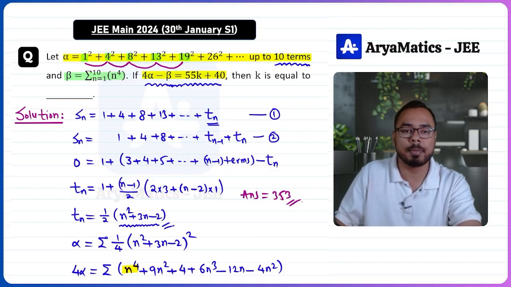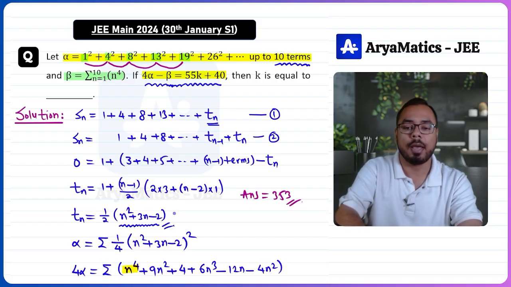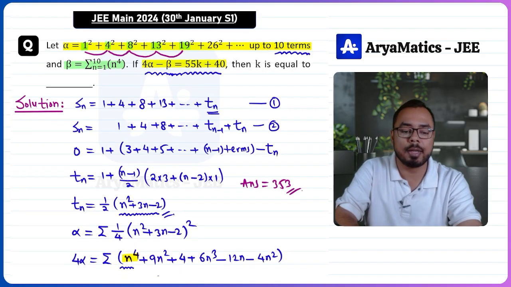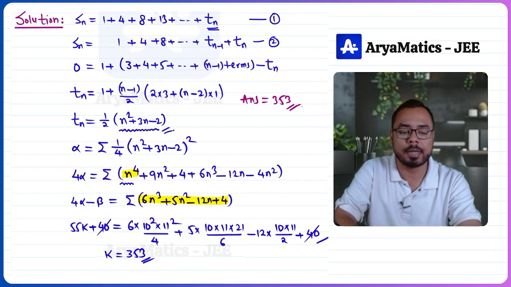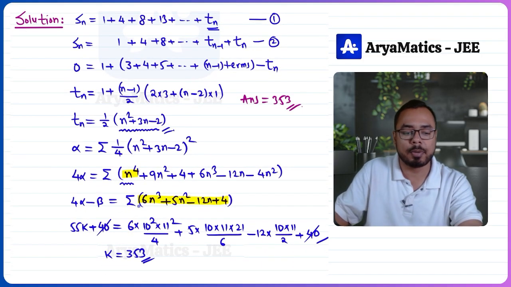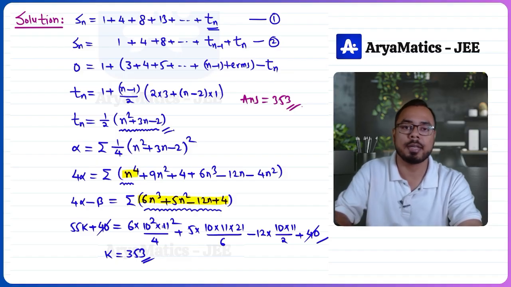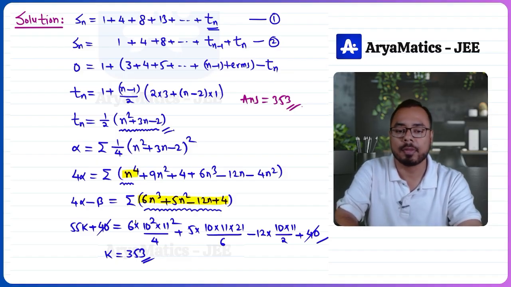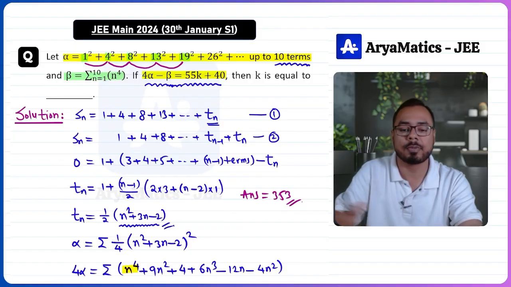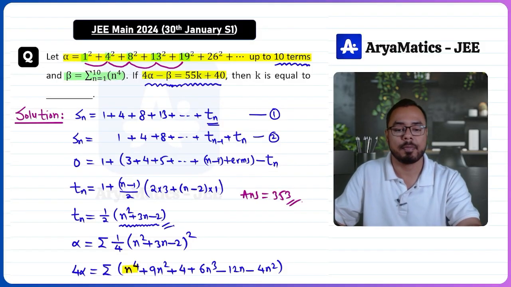Now alpha will be sigma Tn square, right? And beta was sigma n raised to 4, so we can take that on the other side. After that, apply the sigma operator on this one, and then finally, when you solve for k, you will find that k is 353, and hence the correct answer for this problem is 353.